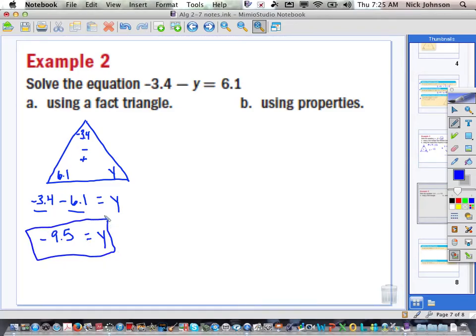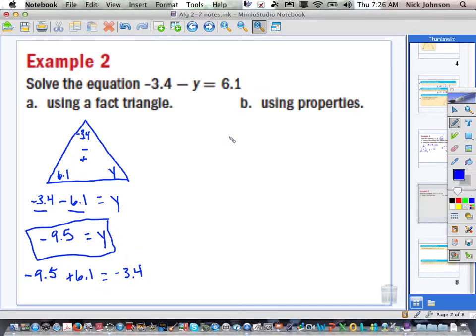Could you check and see if it works for everything else? Sure. Does a negative 9.5 plus 6.1 equal a negative 3.4? Well, since the signs are different, you subtract. 5 minus 1 is 4. 9 minus 6 is 3. So that gives me 3.4. Sign of the bigger number is negative. So yeah, it does work.